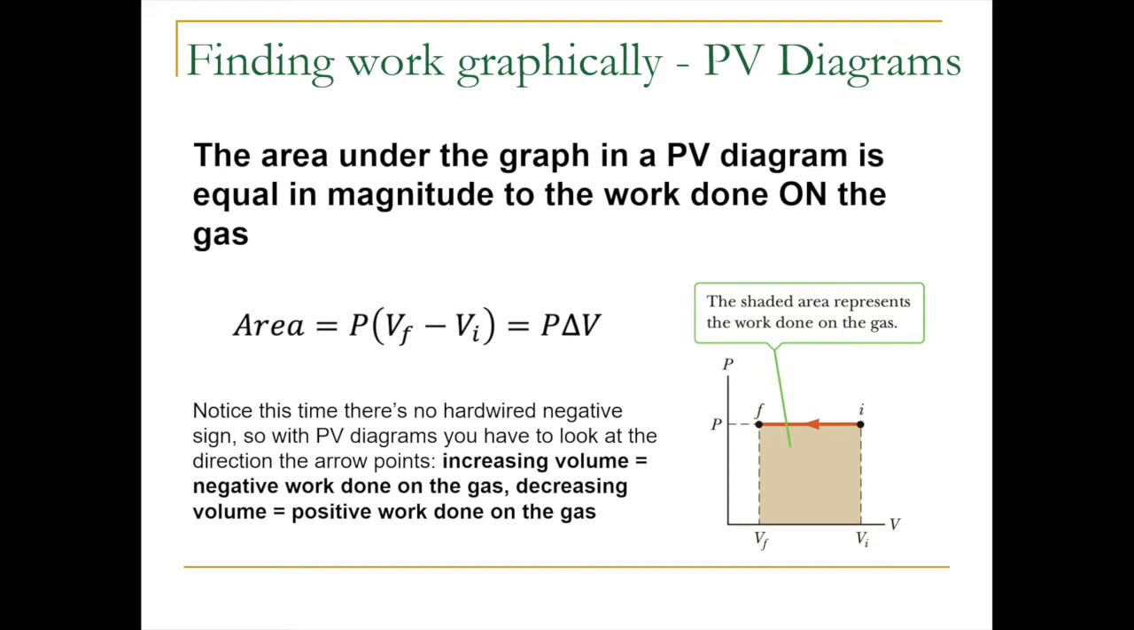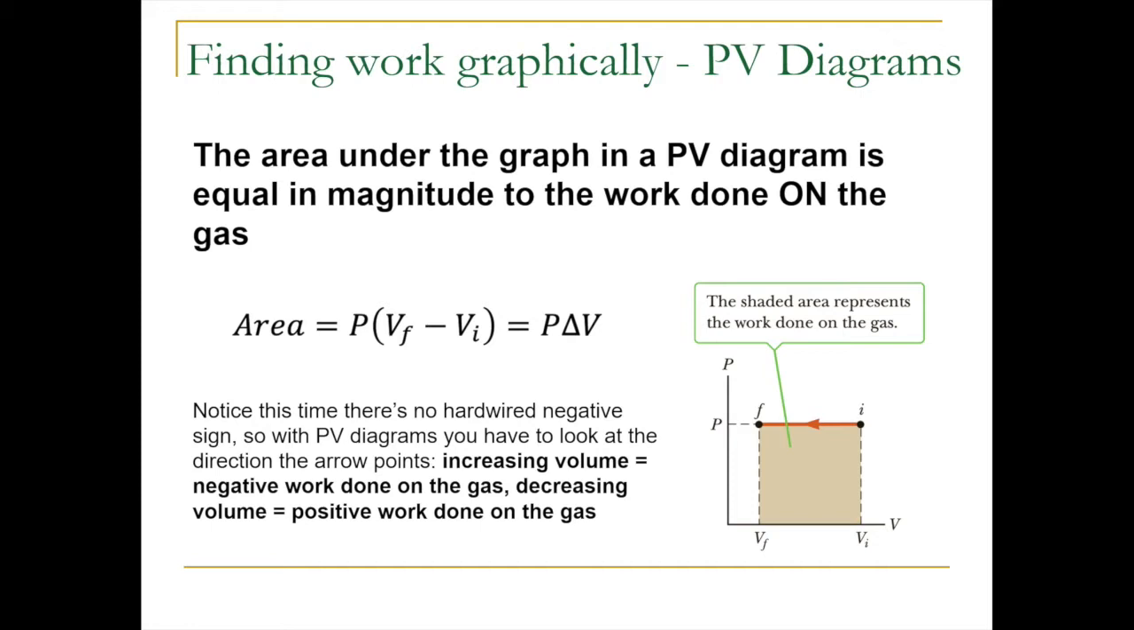Now, if we take a look at the area underneath this line, we can see that we would have pressure on the vertical times the change in volume on the horizontal. Well, that's really just our equation for work. The thing that we have to watch out for with this calculation, however, is there's no hardwired negative sign in this calculation for work. So you're going to have to understand that because there's a compression of volume occurring, this is going to represent positive work being done on the gas.